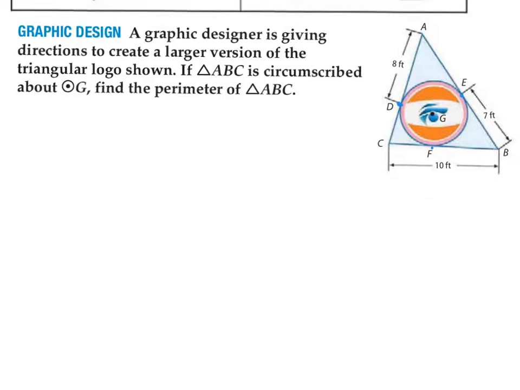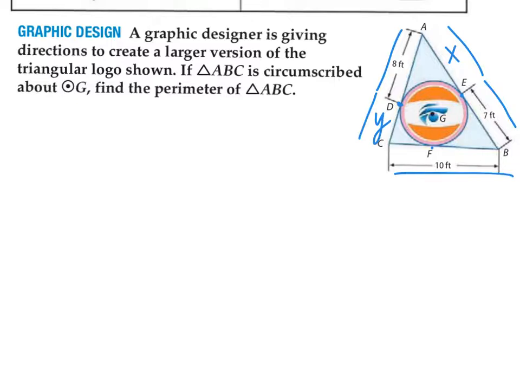So we need to figure out what this distance here is. I'm going to label this with an X. We need to figure out what this distance is. We need to label this with a Y. And then once we know that, we can add it all together because perimeter is all the outside. So we already know 10, we already know 8, we just need to figure out this little bit. And we already know 7, we just got to figure out this. Then we can add it all together for the perimeter.